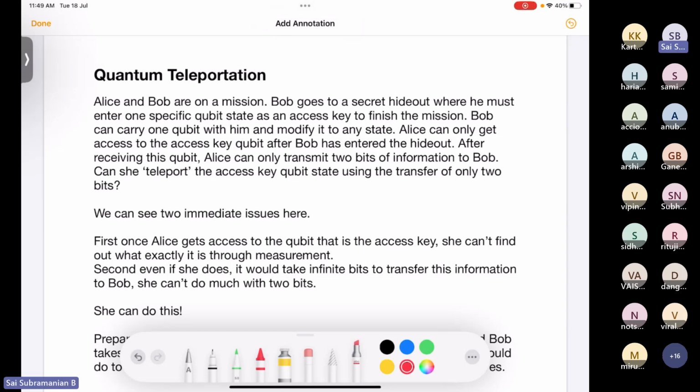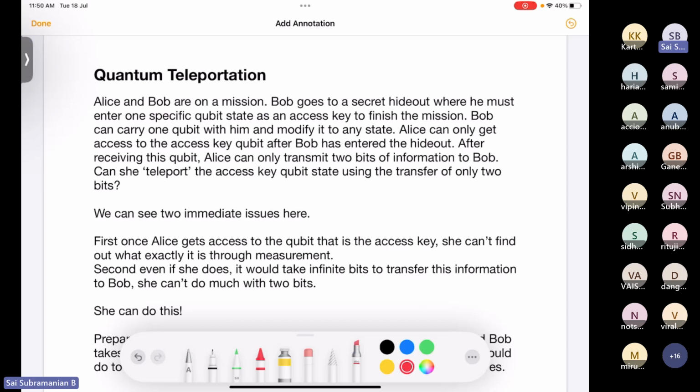Bob goes to a secret hideout where he has to enter a specific qubit state as an access key to finish the mission. So there is this secret hideout, and there's some vault in that hideout. The only way to access that vault is to enter a particular qubit state that only the company knows. Bob can carry 1 qubit with him, and he can modify that qubit to any state, but then he cannot get the information of what that state is. He does not get access to that state, neither does Alice, until Bob has already entered the hideout.